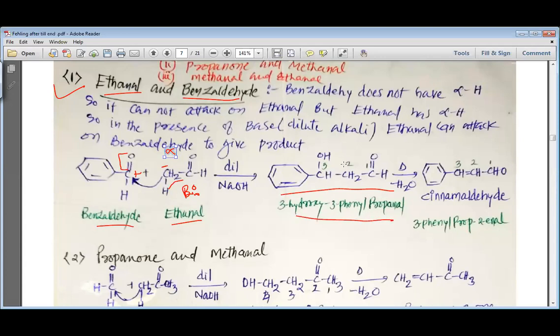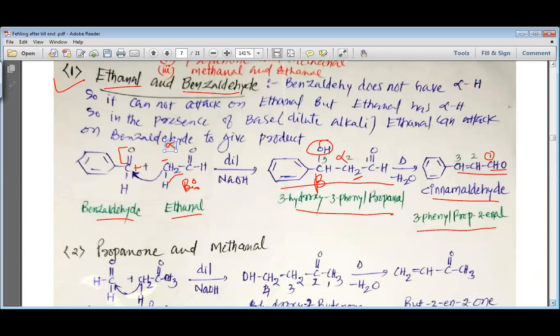Now again, when we heat it, my dear students, this is the alpha carbon, this is the beta carbon. The hydroxyl group from here and hydrogen from here can be removed, and we can get a product where the benzene ring is bonded to CH double bond CH CHO. This compound is known as cinnamaldehyde. Please remember that this compound is known as cinnamaldehyde, and the IUPAC name for cinnamaldehyde is 3-phenyl. On the third carbon there is a phenyl group. The priority is given to the carbon which is present in the aldehyde group or functional group. So it is 3-phenyl prop-2-enal.